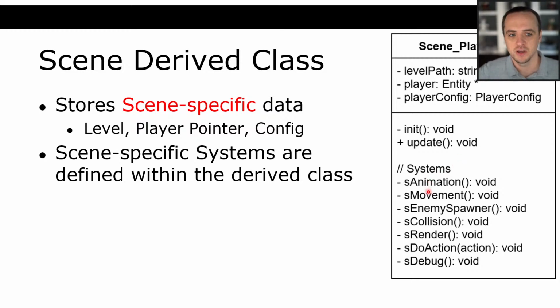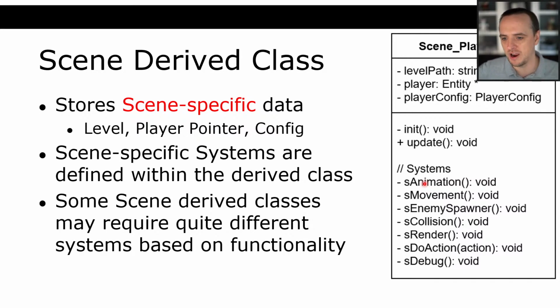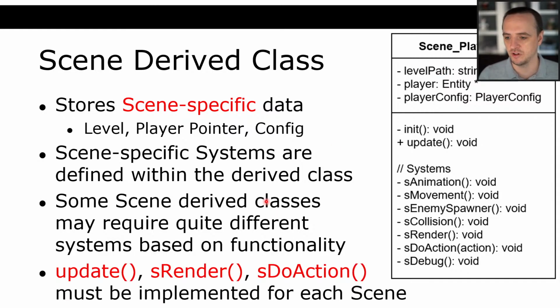For example, the movement. So some scene-derived classes may require quite different systems based on the functionality. So for example, if you're in a menu scene, you might not care about collisions. If you're in the gameplay scene, you might not care about dialogue systems, right? So we're separating that functionality into each derived scene class.